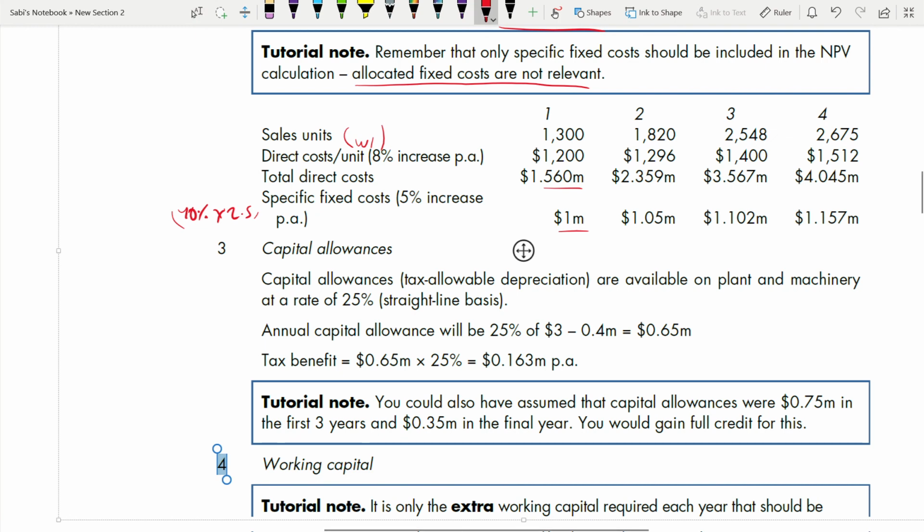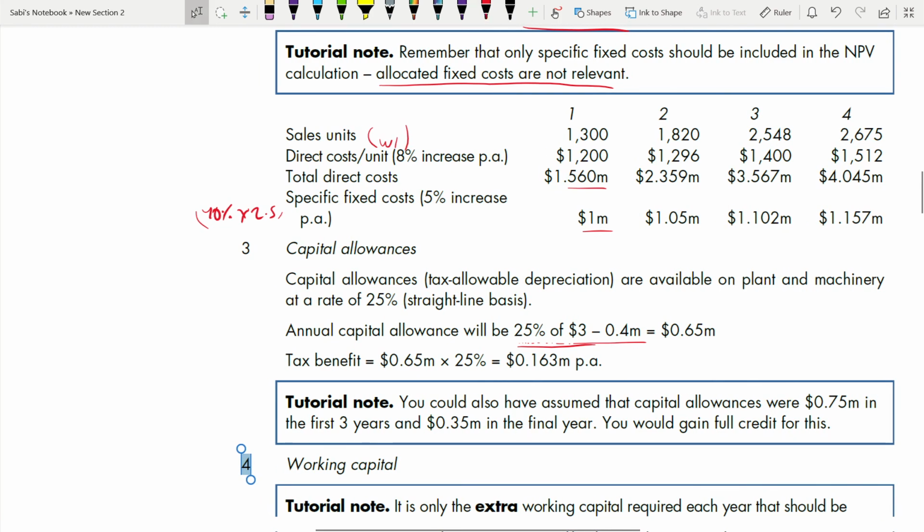Capital allowance, tax allowable depreciation available on plant and machinery at the rate of 25% straight line basis. Annual capital allowances will be this 25% of 3 minus 0.4. Why 3 minus 0.4? So if you want to find the tax benefit on that 25%, because that is the tax. Let's see it.